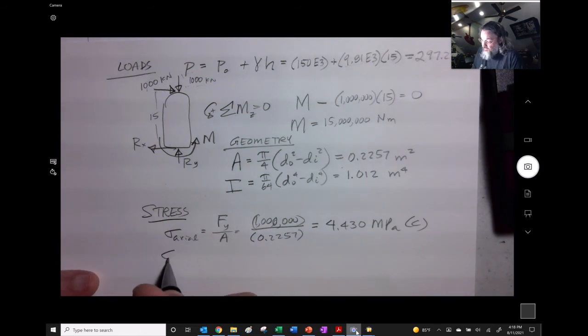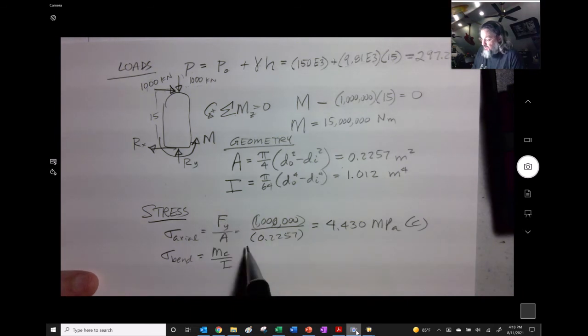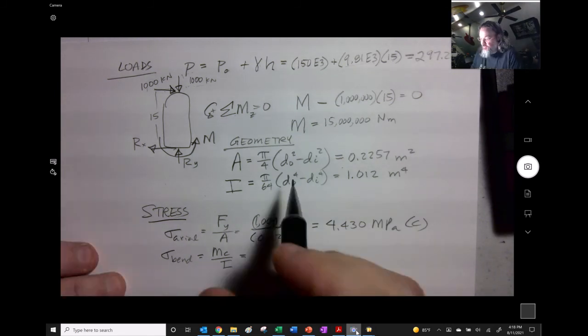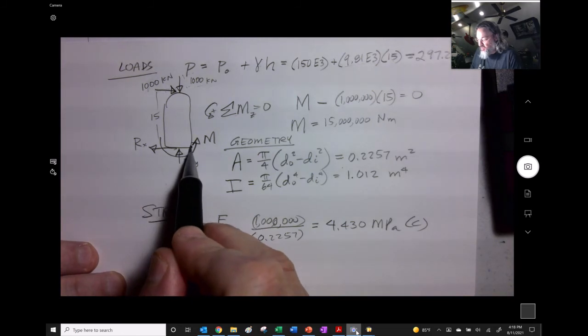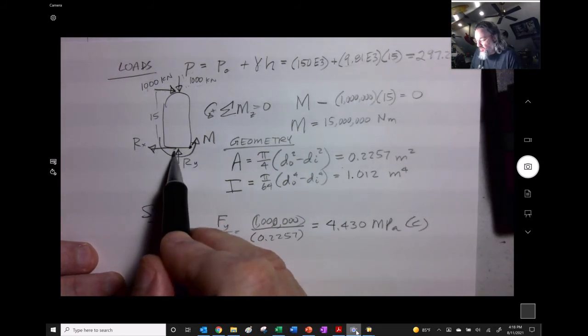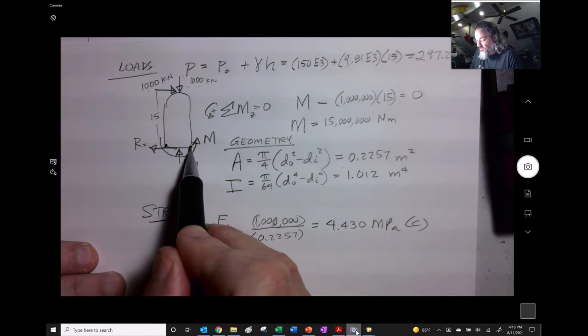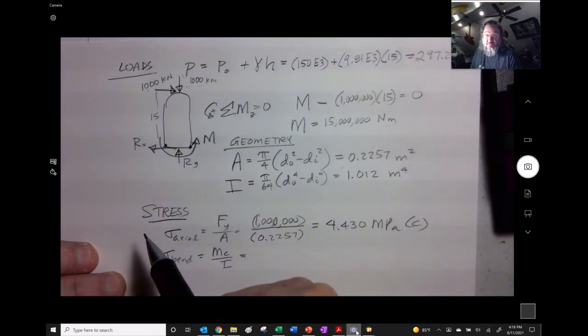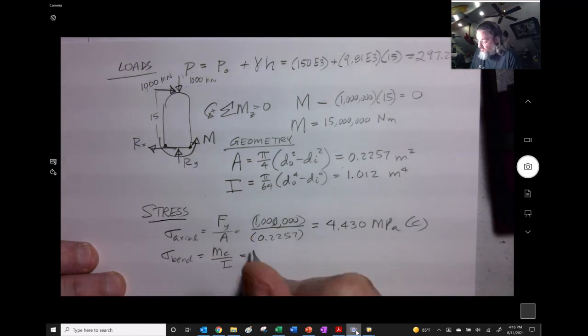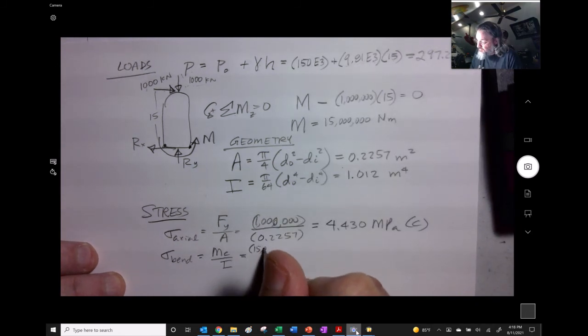We have bending. MC over I, right? And we might want to pick out the worst case. Well, we know it's going to be bending and going to be tension and compression, depending on which side that you talk on. On this side, it's going to be tension. On this side, it's going to be compression, right? And hopefully you can follow along with that. And we're at 15 million.